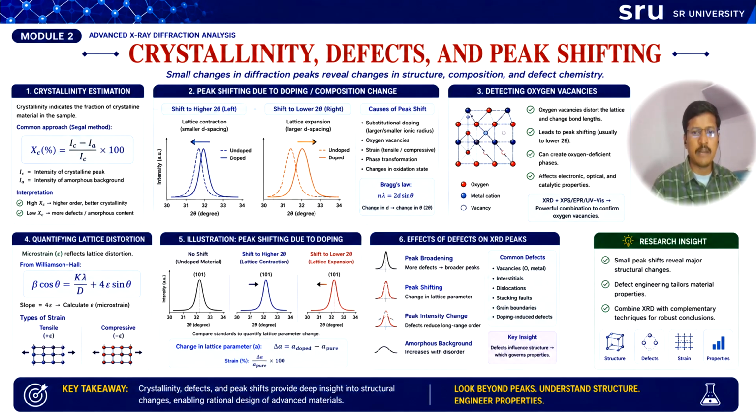The change in lattice parameters can be calculated using the formula Δa equals the lattice parameter of the doped sample minus the lattice parameter of the pure sample. The lattice strain can also be calculated by the formula: the change in lattice parameter divided by the lattice parameter of the pure sample, multiplied by 100. That gives the percentage of strain induced in the sample when we dope foreign elements into the host material.